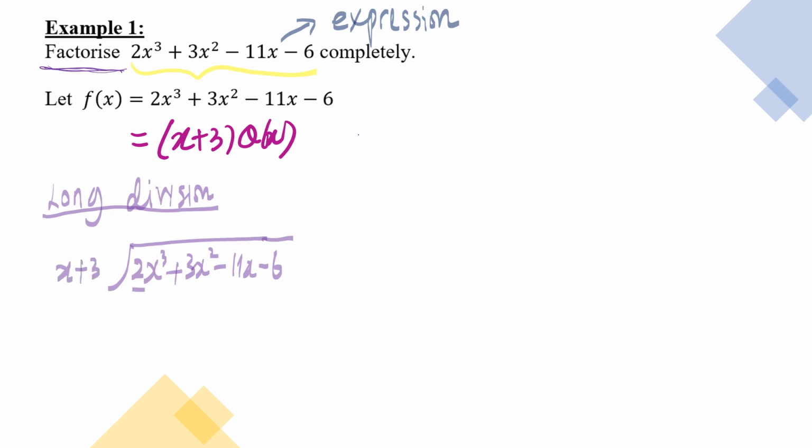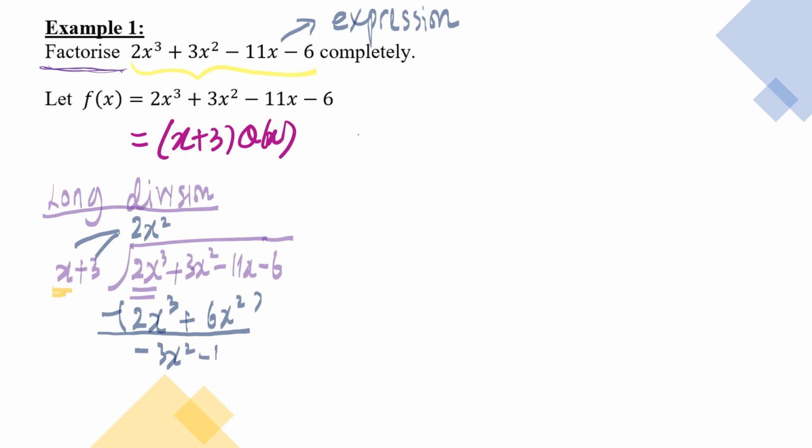Okay, I don't have to repeat that, you should know by now. Take the first term of your dividend, divide by the first term of your divisor. That will give you 2x squared, and then take 2x squared and multiply again with each individual term of your divisor. Okay, and then the process repeats.